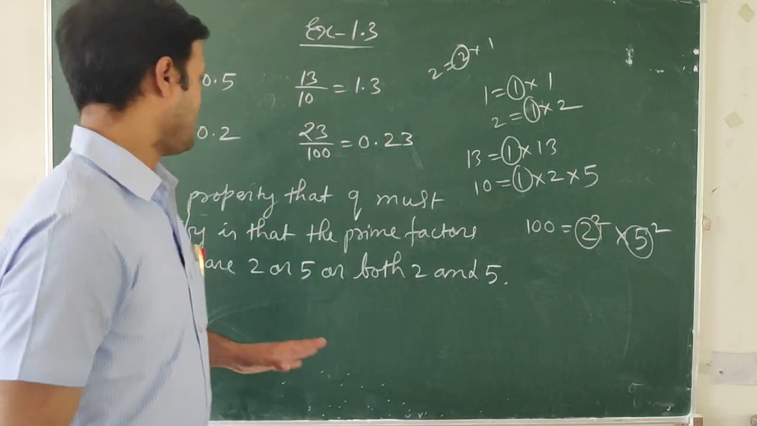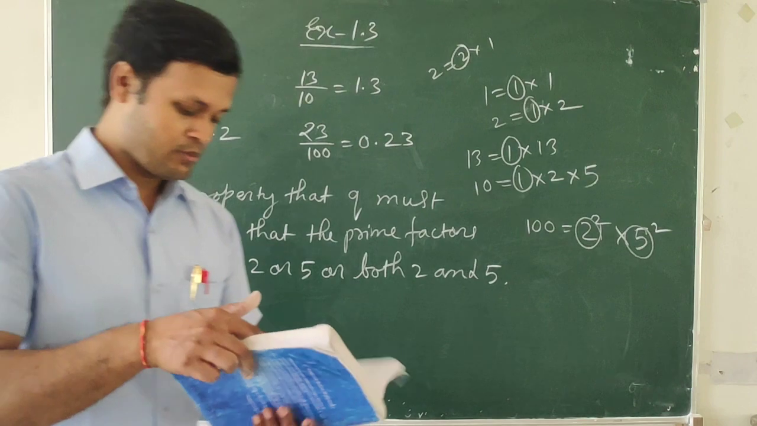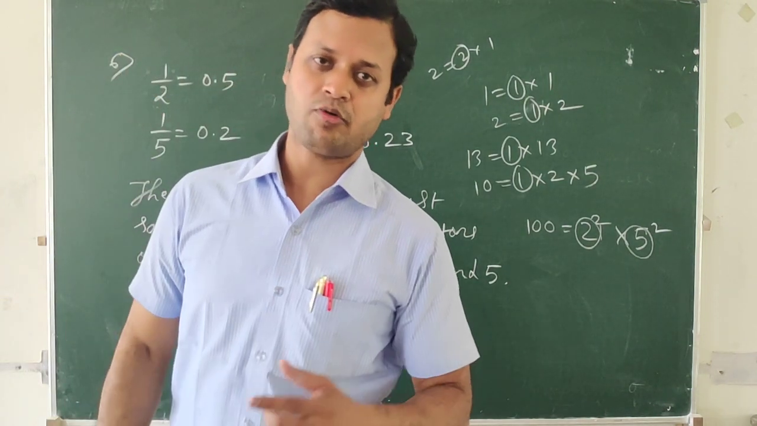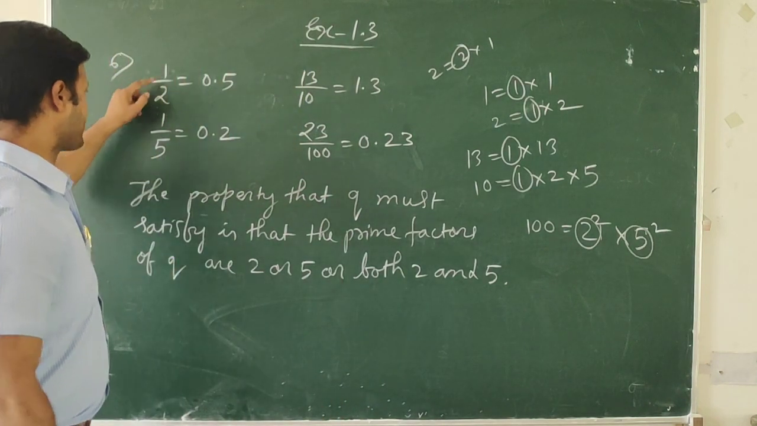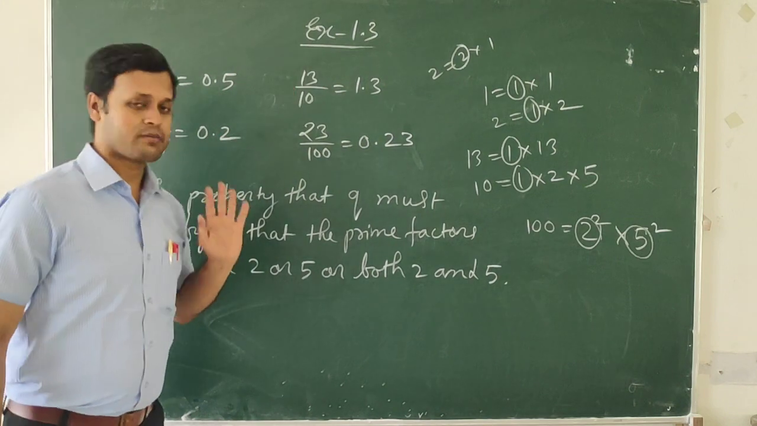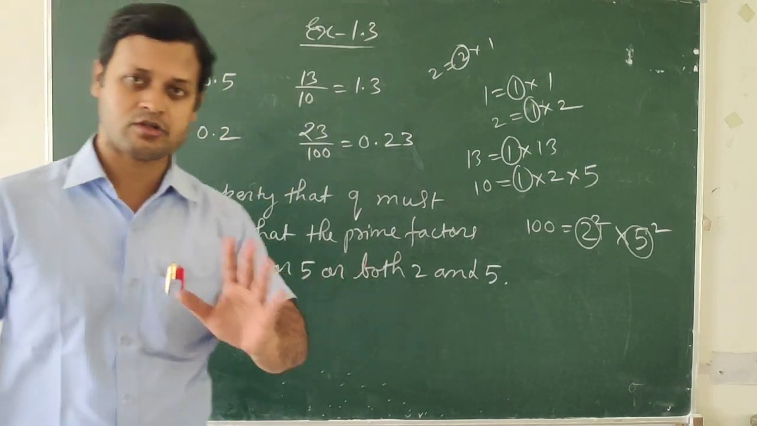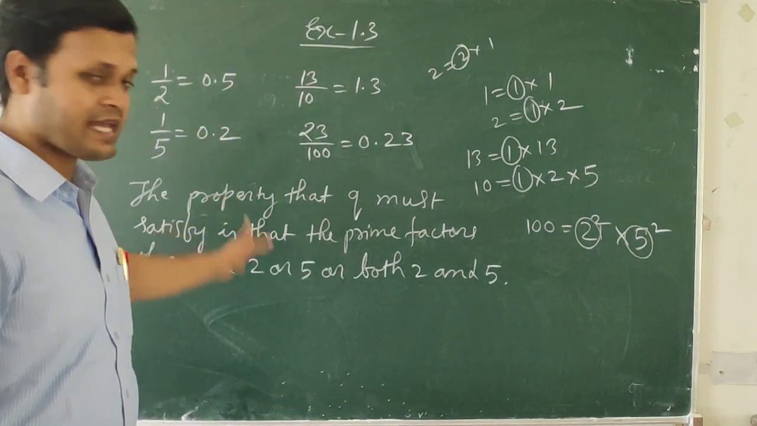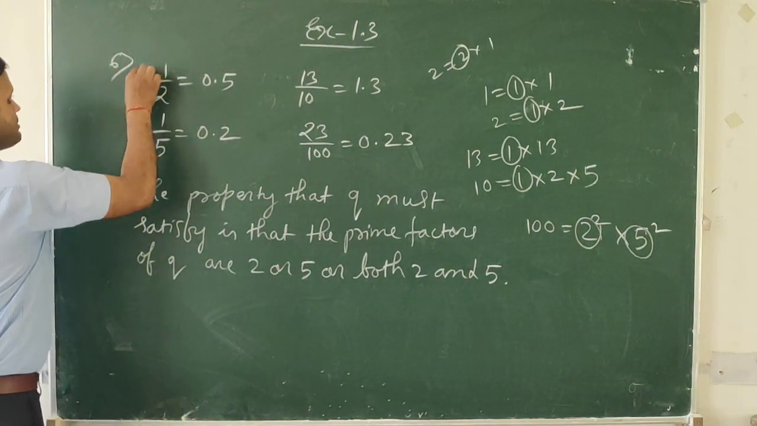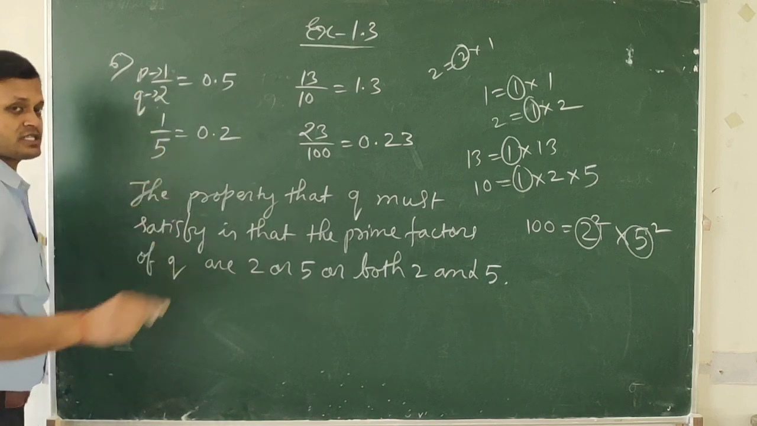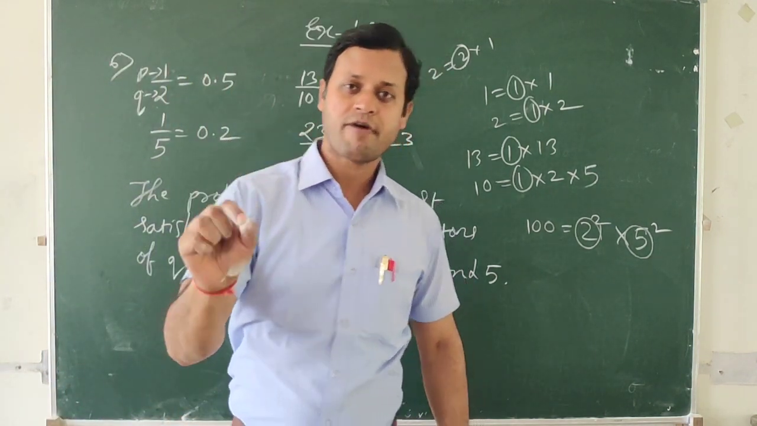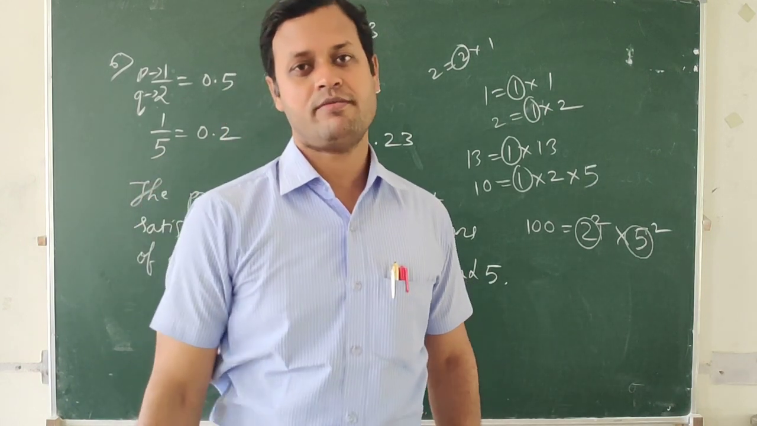Okay students, and also one more thing they have mentioned in the question is that p and q must have common factor only 1. So what is the common factor of 1 and 2? Only 1. 1 and 5, only 1. What is the common factor of 13 and 10? Only 1. 23 and 100 is also 1. So now in this case, what is the property that q must satisfy? This is of the form p by q, isn't it? The property that q must satisfy is that the prime factors of q will be 2 or 5 or both 2 and 5. Okay?